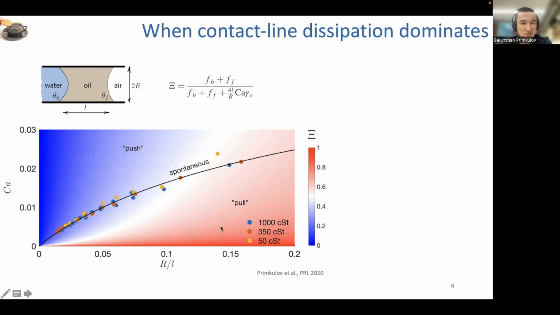But then you also see the color. So what does this color mean? The red color means that most of the dissipation takes place near the contact line. And in here, it's this contact line of the front meniscus. The blue region, that's a linear regime where most of the dissipation takes place in the bulk of the fluid, where you get well-known Poiseuille flow, and things scale very nicely.